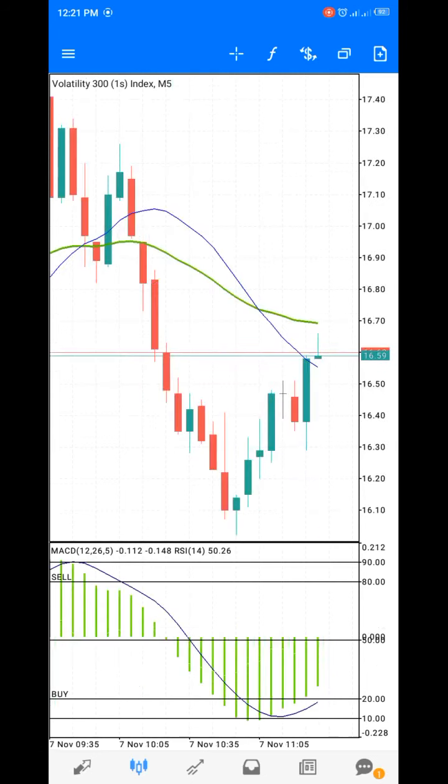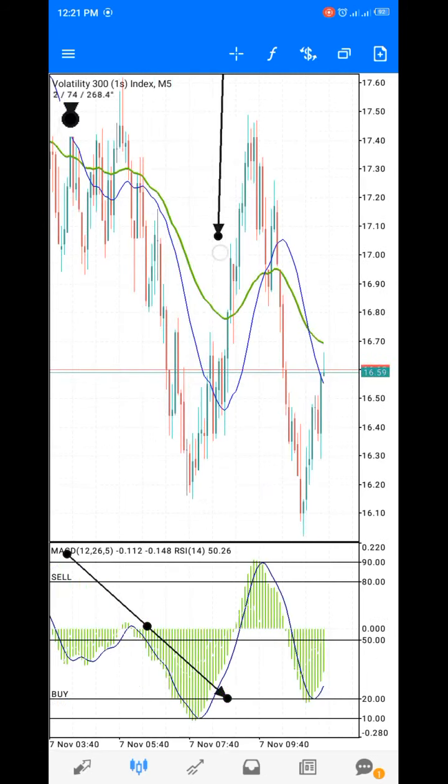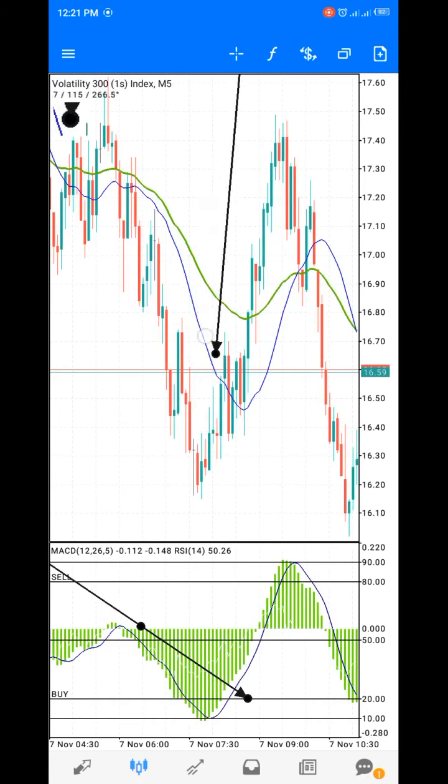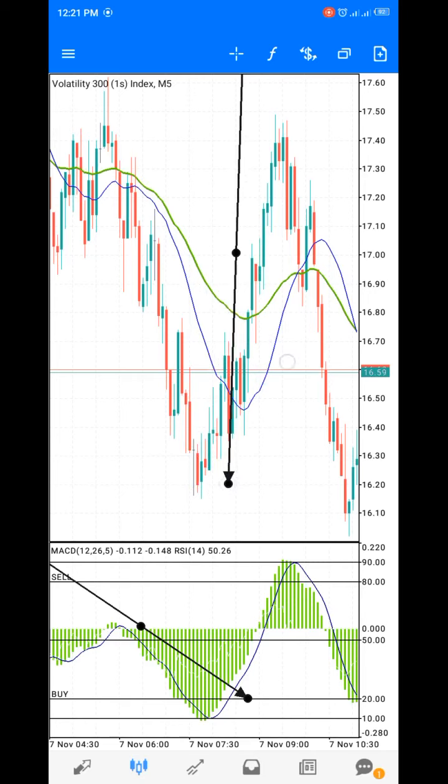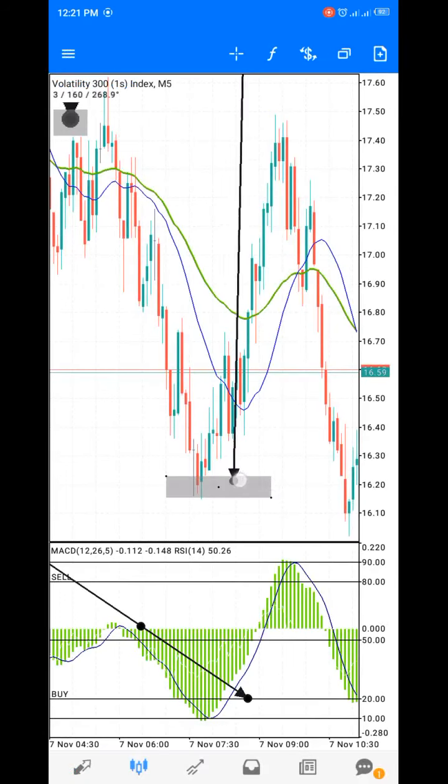Then you want to zoom in to your main chart and wait for the final confirmation, which is this moving average crossover. So you wait for the moving average to cross over the candlestick, then you pick your trade. Then you set your stop loss a little bit below the support. Let me just put a box there. This is where your stop loss will be. Then you pick your trade when the candlestick closes above the moving average.